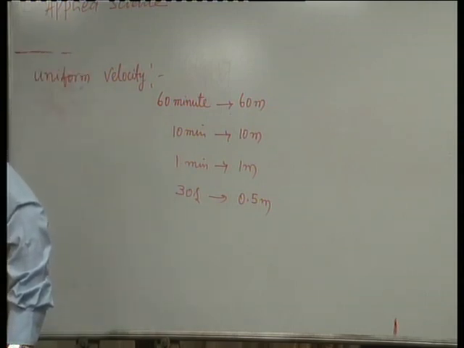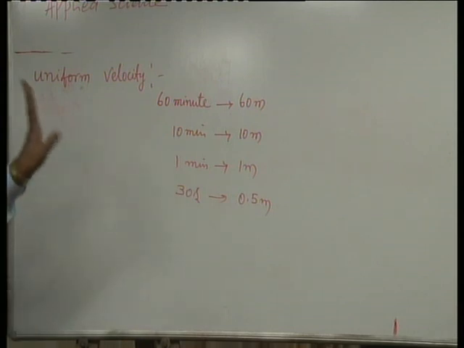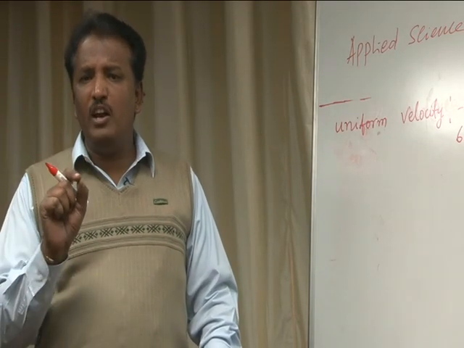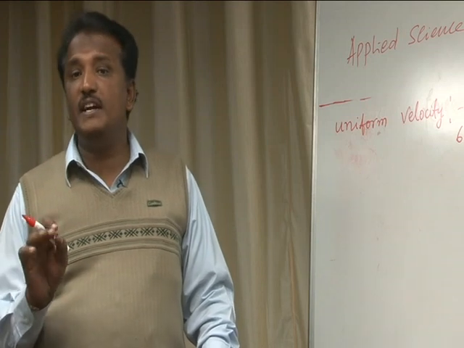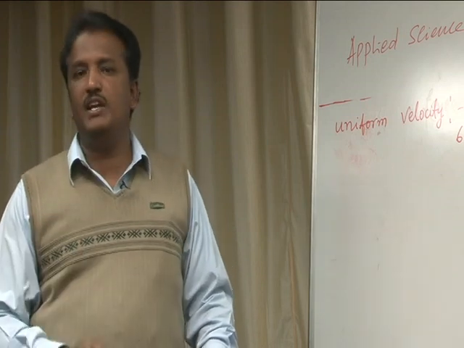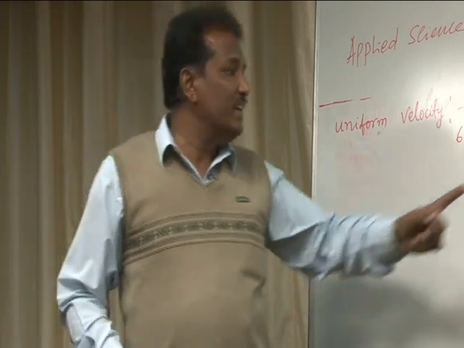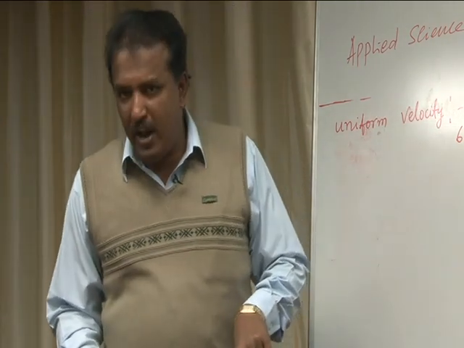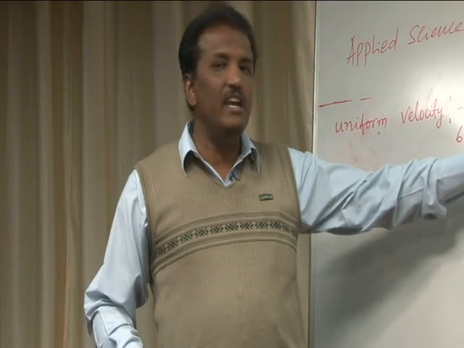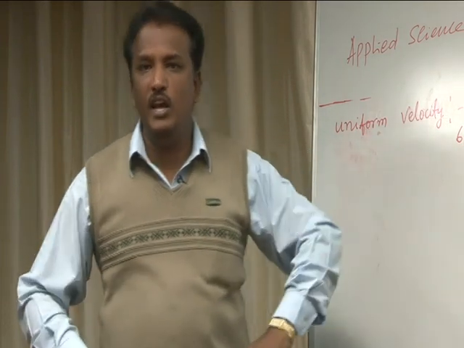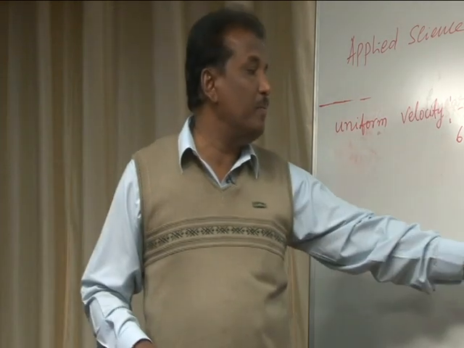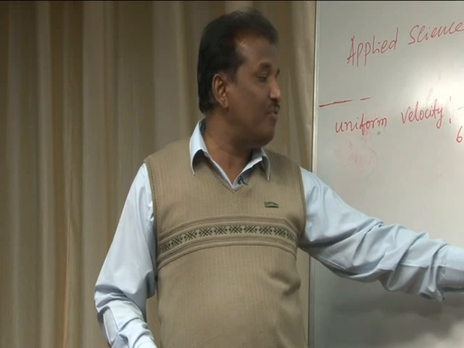So, uniform means constant. The specific definition for uniform velocity is: a moving body is said to possess a uniform velocity if it covers equal distances in equal intervals of time. I repeat, if it covers equal distances in equal intervals of time, however small the interval may be. You can observe here, we can consider the fraction of a minute.